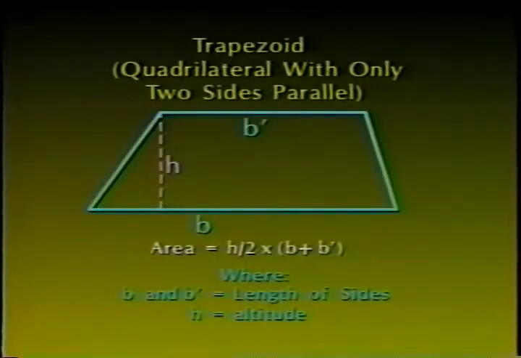A quadrilateral with only two of its sides parallel is named a trapezoid and is shown in this graphic. This configuration is one heavily used for engineering design and layout. Its area is determined from the following formula. Area equals h divided by 2 times b plus b prime. In this formula, b stands for the length of sides and h is the altitude.